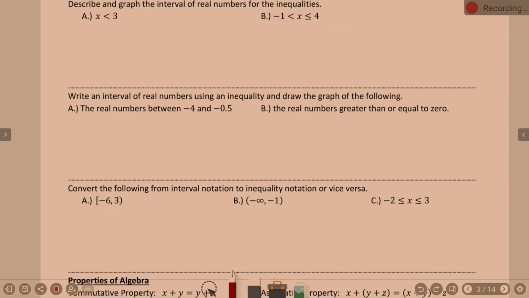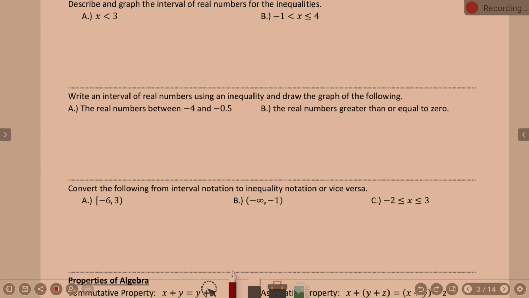Okay, back of this page, we get a little bit of practice of going between inequalities, interval notation, and words. This first set asks us to describe and graph the interval of real numbers for the inequalities. So describe and graph. What does that read, first of all? X is less than 3. And what does that mean? X is less than 3. I agree, that's how we read it.